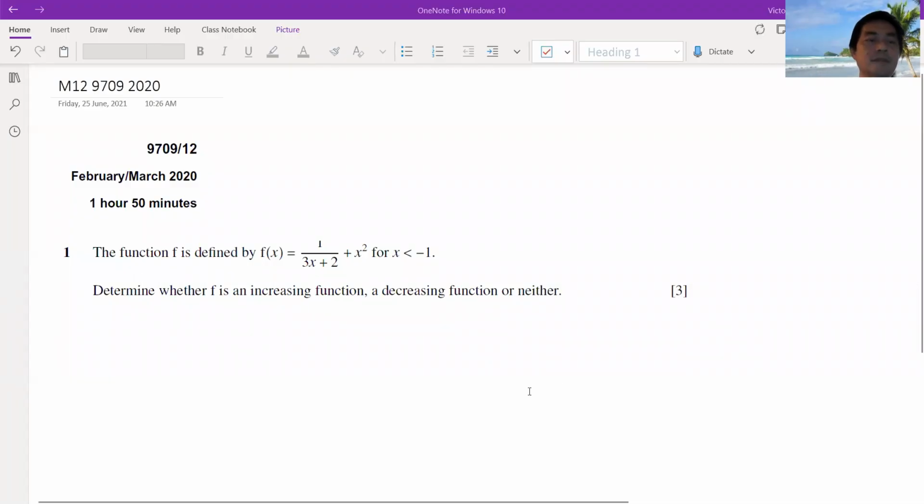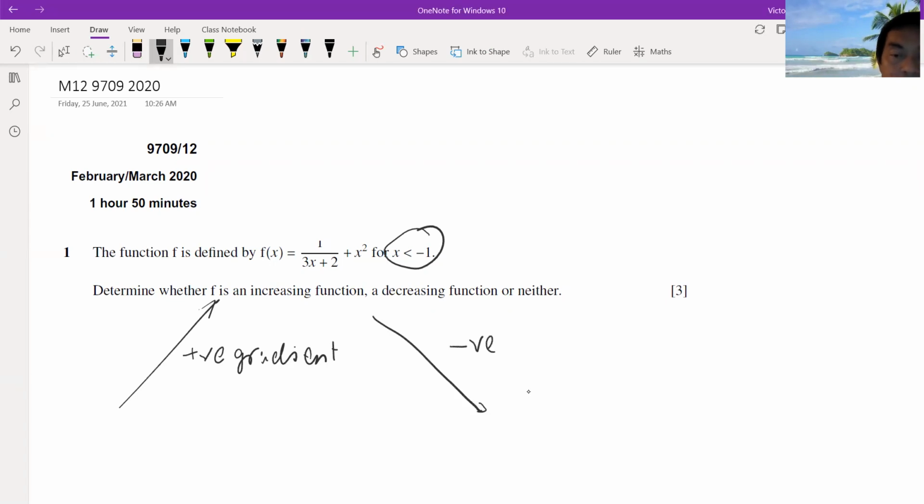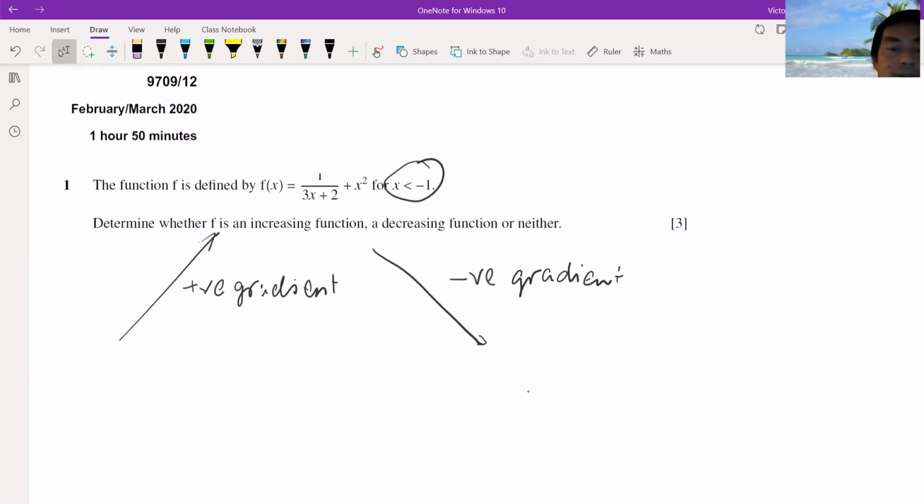First question. The function is defined by f(x) equals 1 over 3x plus 2 plus x squared for x smaller than, or x larger than minus 1. This is important. An ascending function has a positive gradient, and a descending function has a negative gradient. So we have to show if it has a positive gradient, negative gradient, or neither.